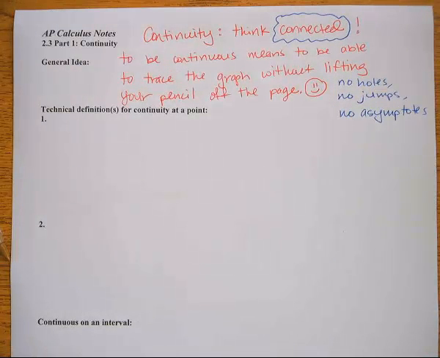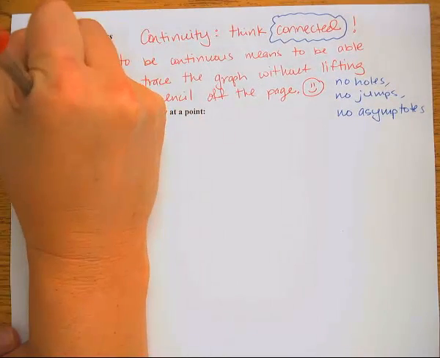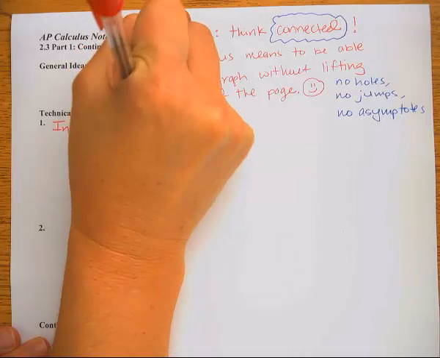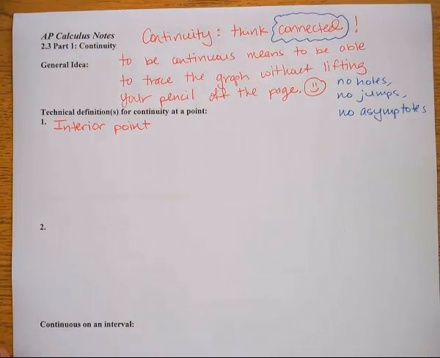In other words, it's connected. So I always want you to associate the word connected with the word continuous. Now, being technical, we need to know how to verify or state using calculus whether or not something's continuous. So we'll begin by looking at the definition of continuity at an interior point.